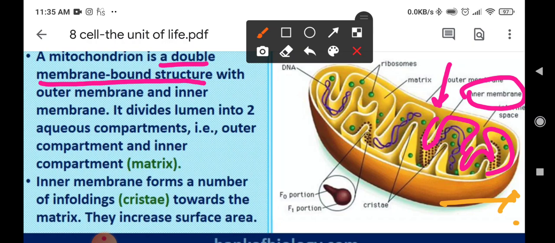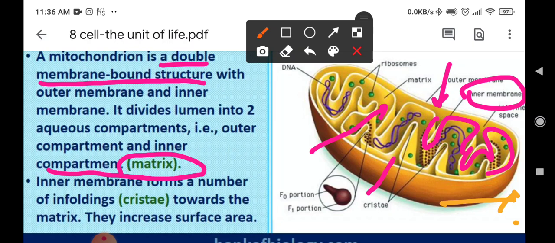Now, these membranes divide the lumen, you can say the compartments, into two aqueous compartments. One is known as the outer compartment and the other is known as the inner compartment. This one is the inner compartment, whereas the space between the two membranes is the outer compartment. Always remember that the inner compartment contains a jelly like fluid which is known as matrix.